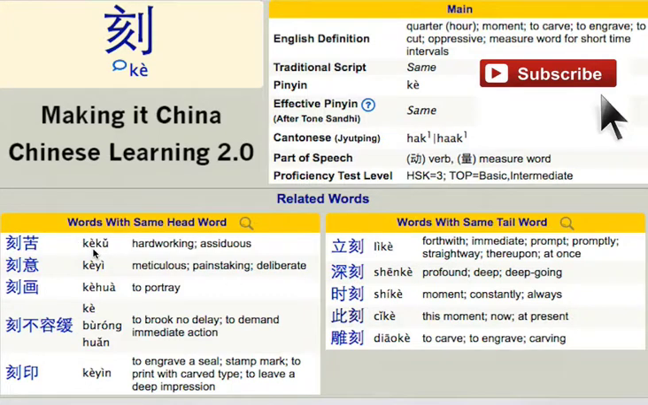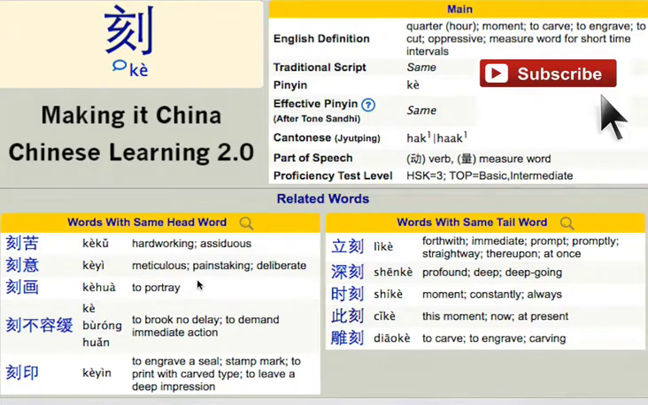Alright, now let's drill some for a moment here. Ke ku, ke hua, ke yin, ke yi, ke bu rong huang, ke ku, ke hua, ke yi, ke yin. Now let's look at the meaning again.